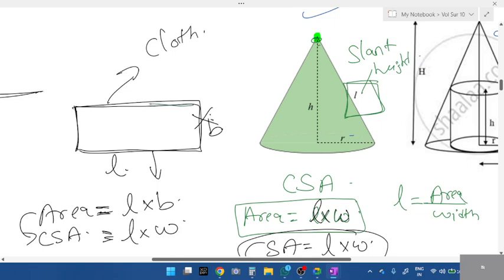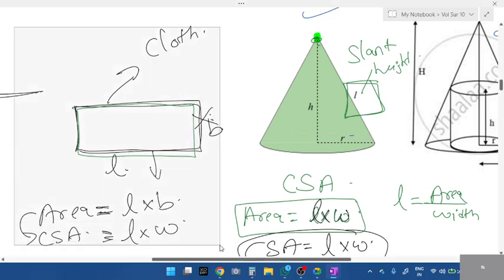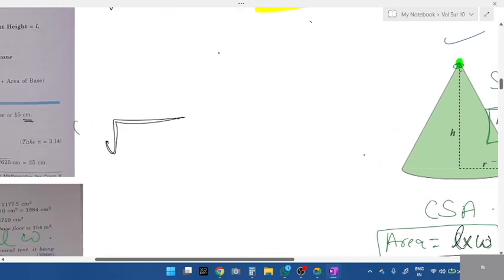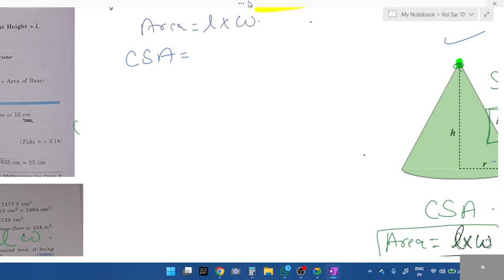L is the cloth used. What is the cloth required to cover it? Curved surface area. So whether you call it area or curved surface area, the meaning is the same. Just because it is a cone, we have to take curved surface area. So let me write it here. In order to find length, we use curved surface area, or basically area is equal to length into width, length into breadth. Remember this.